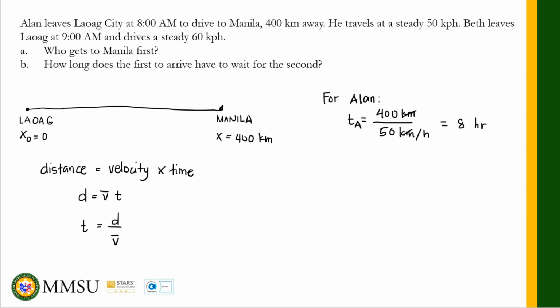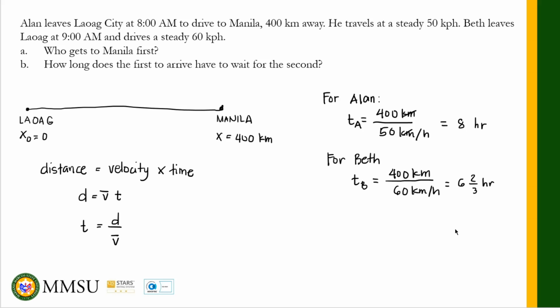Now, let us try to solve for the time of travel for Beth. For Beth, the time, let's denote this as T sub B, is equal to the distance, the same 400 kilometers, divided by the average velocity of Beth, which is 60 kilometers per hour. If we use our calculator, 400 divided by 60 is 20 over 3. That's 6 and 2/3 hours. Let's write this as a fraction so that we will not have any error in rounding off.